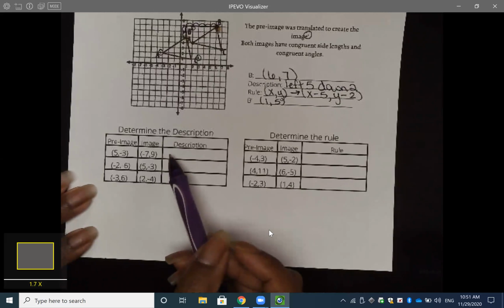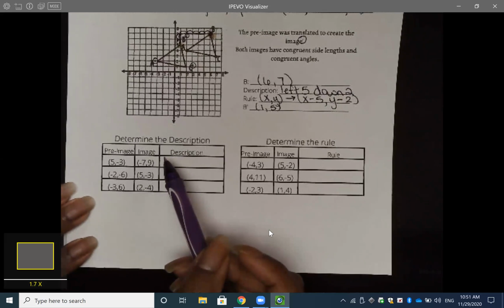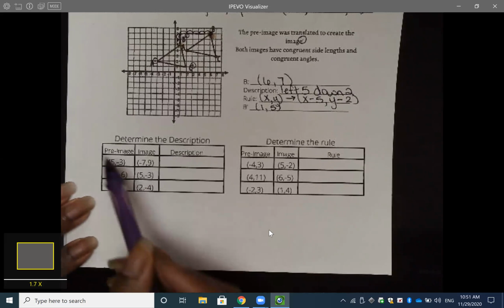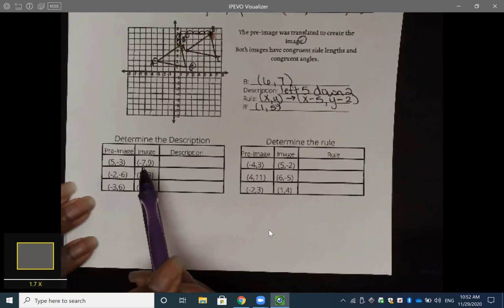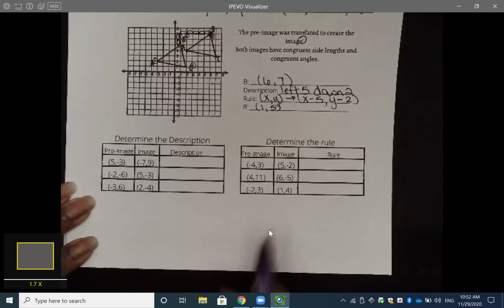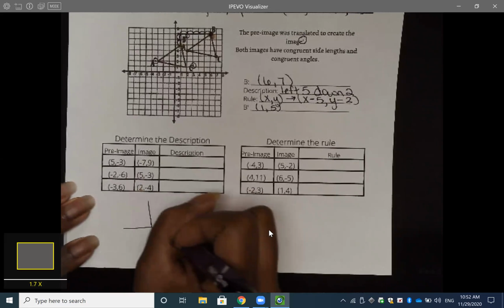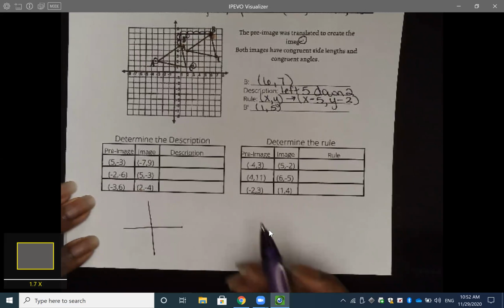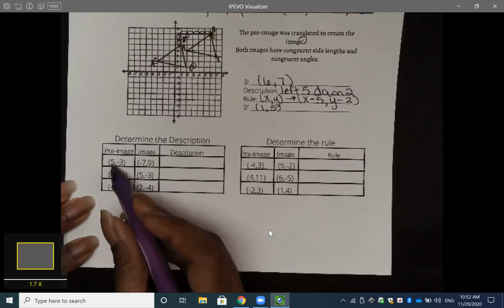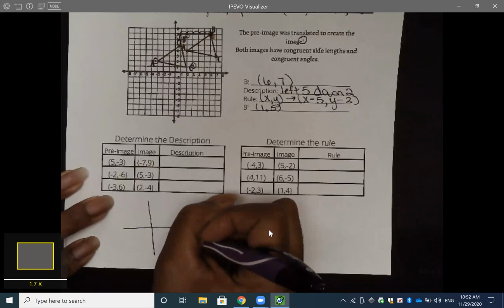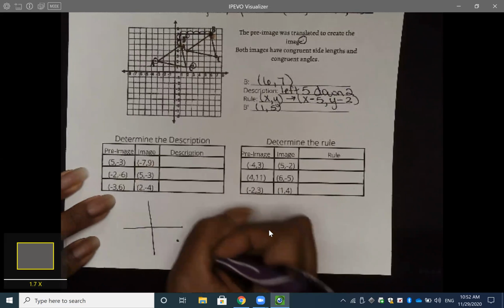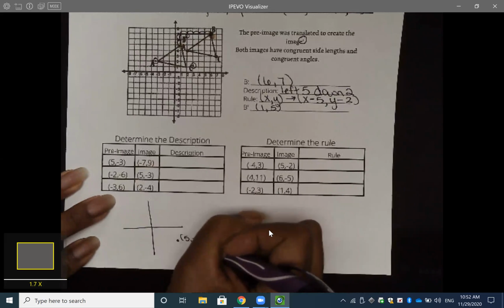Okay. Now we are determining the description. Description is how are we moving? Are we going left or right, up or down, and how many times? So they gave us our pre-image, they gave us our image, and we need to come up with the description. Sometimes I like to draw a little grid right here just for visual sake, because I can say, okay, I went over to 5 and down to 3. And that would be 5, negative 3.